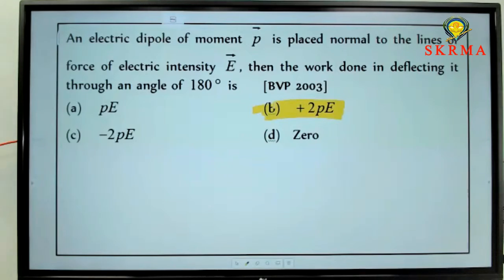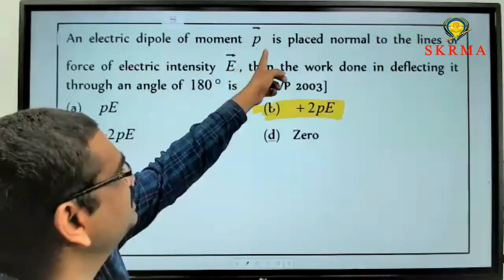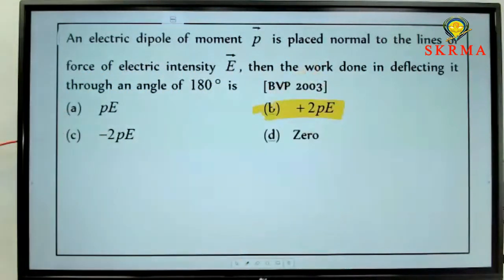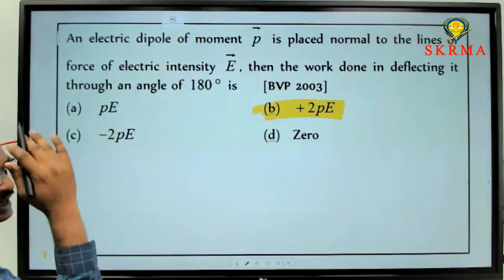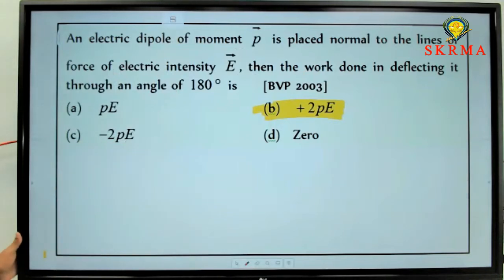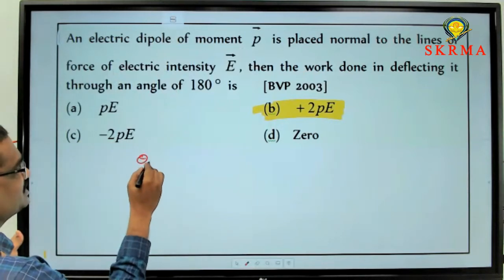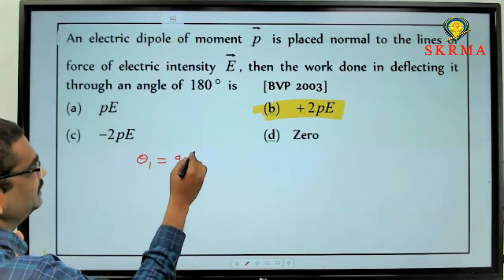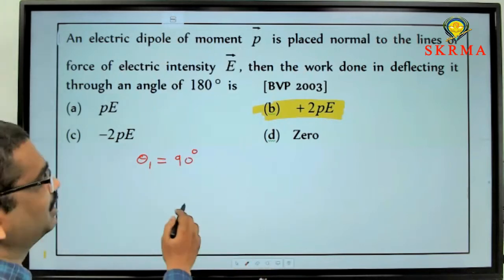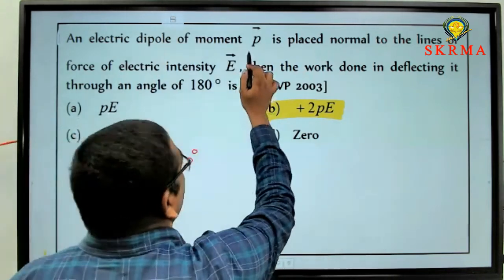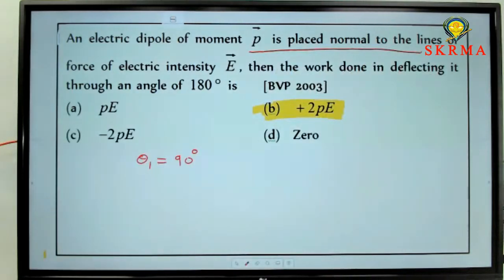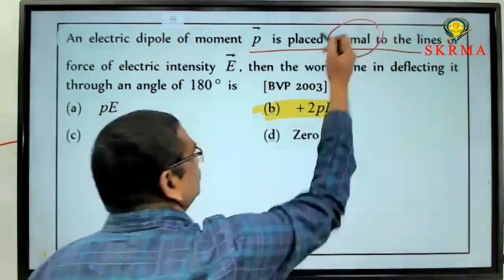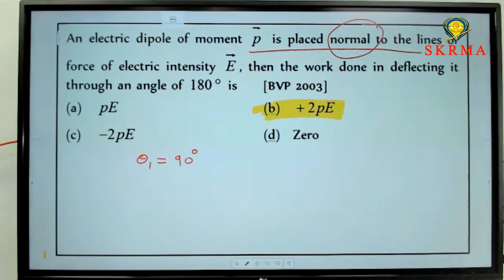So what is the initial angle? An electric dipole of moment P is placed normal to the lines of force of the electric field. So initially, the field and the dipole moment are perpendicular. So theta 1 is how much? 90 degrees. The dipole moment is placed normal to the lines of the electric field. Normal means the angle is 90. So theta 1 is 90.